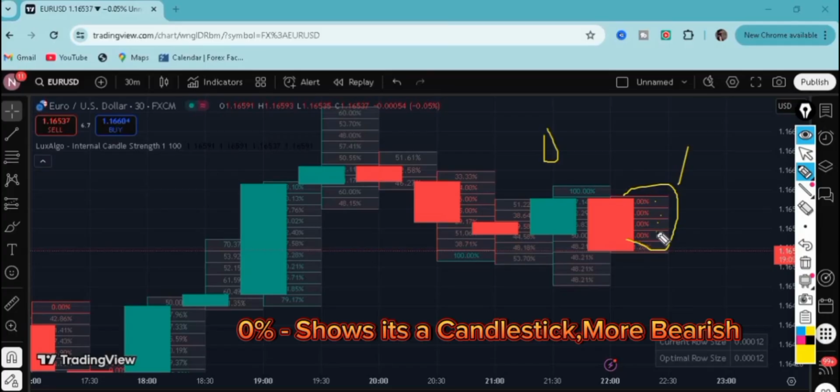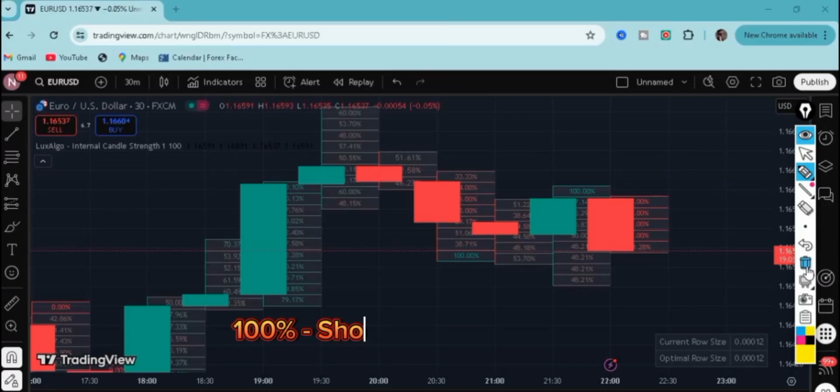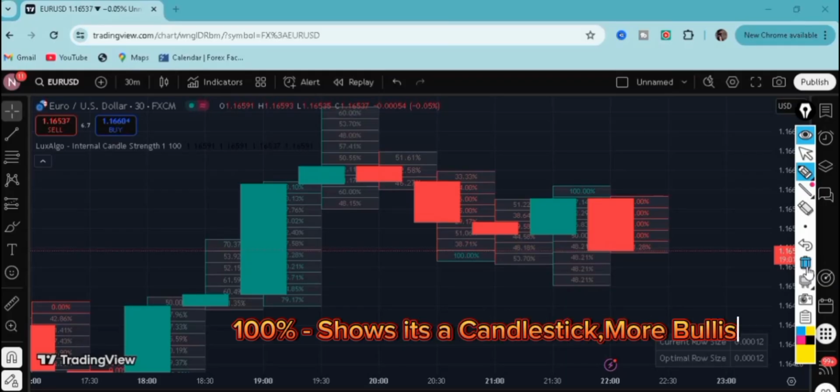Okay, and so guys, the opposite is actually true. When you see 100%, it shows that the candlestick pattern is most bullish. And so guys, that is what you can see right here. It is actually most bullish.